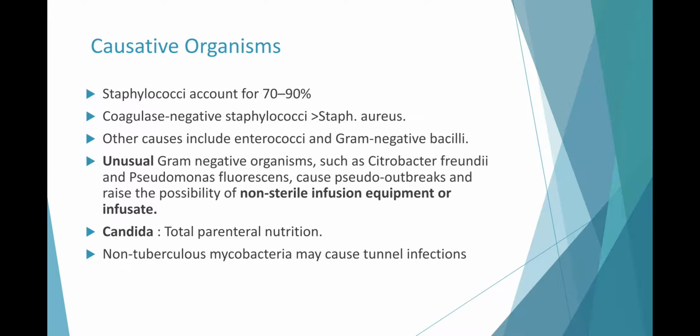What are the causative organisms? Mostly they are Staphylococcus organisms, and mostly it is coagulase negative Staphylococcus, more than coagulase positive. I think you know, coagulase negative like Staphylococcus epidermidis, and coagulase positive Staphylococcus aureus. And in this topic, coagulase negative, which is Staphylococcus epidermidis, occurs more frequently than Staphylococcus aureus.